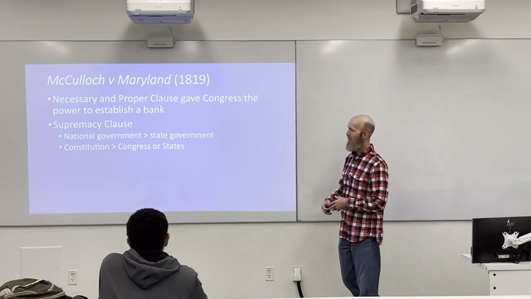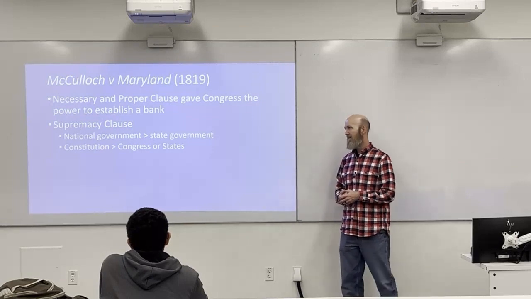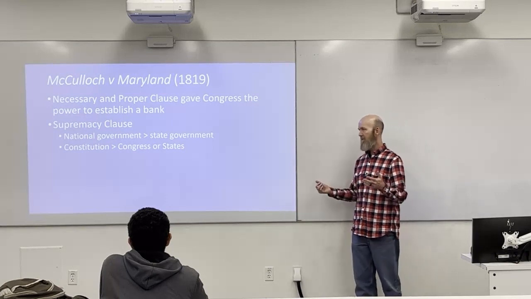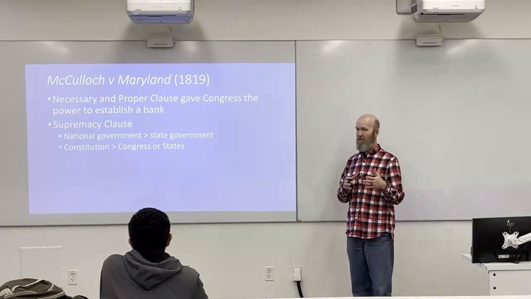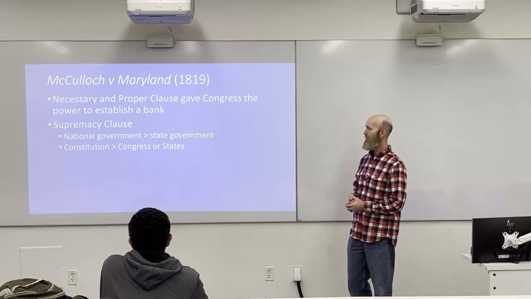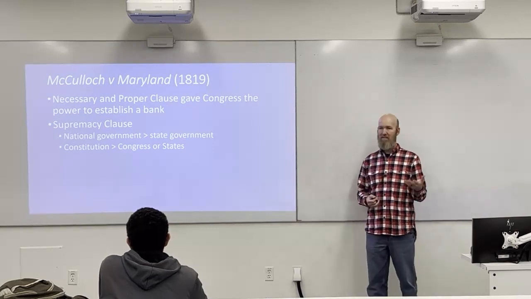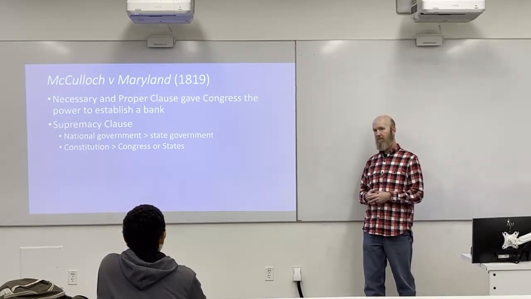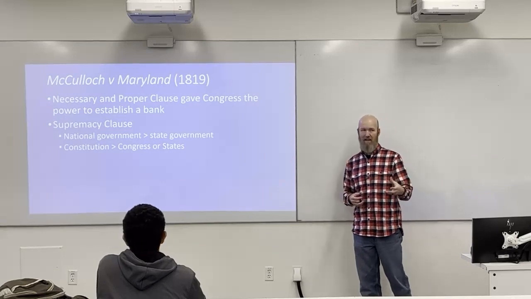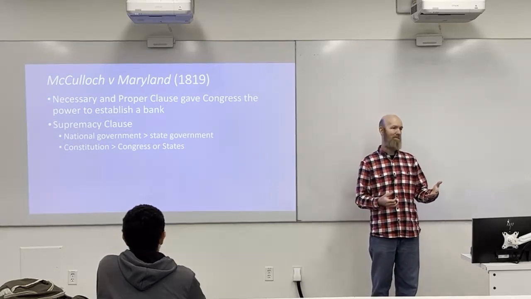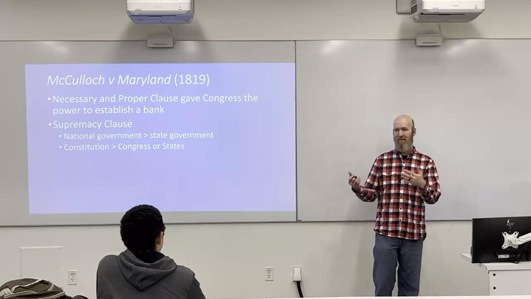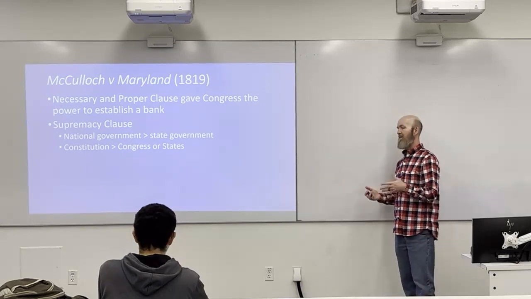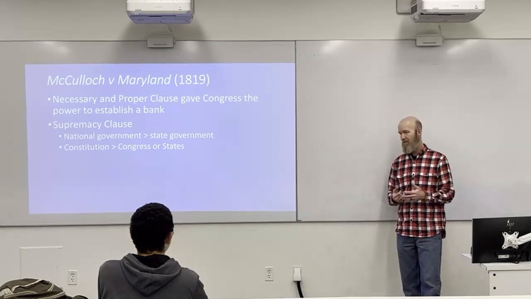Then the Supreme Court said because of the supremacy clause, the state could not tax the national bank. The supremacy clause says 2 things. One is that the national government wins in disputes with the state government, and the Constitution wins in disputes with Congress or the states, any law. So if there are 2 conflicting laws, one national law, one state law, the national law wins. The nation is more important, more powerful than the states. And if there is a conflict between a law and the Constitution, the Constitution wins. So that's the supremacy clause.